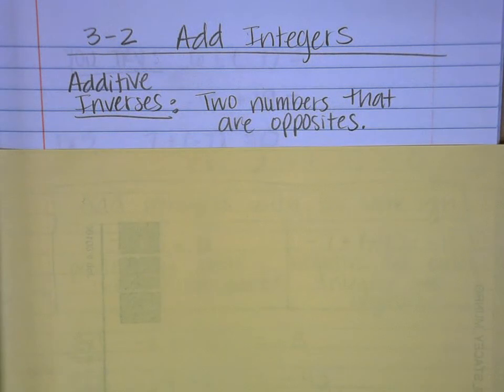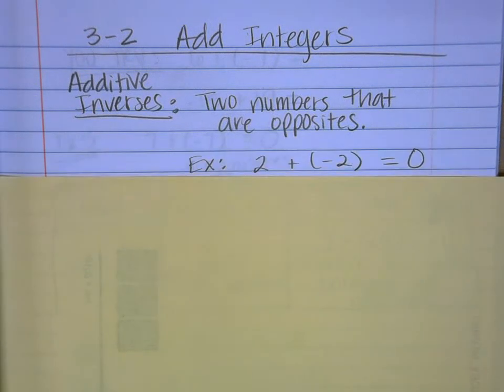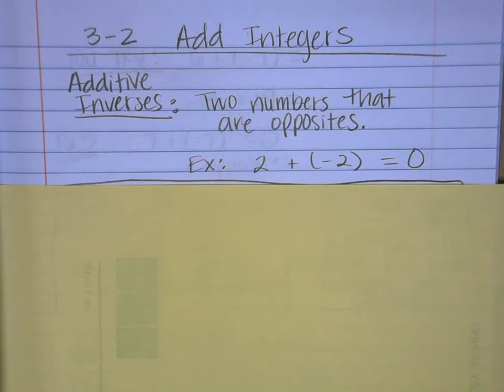Okay, so this is 3-2, add integers, and we have this thing called additive inverses. That just means two numbers that are opposites. Inverse means like the opposite. You've heard of inverse property or inverse operation in math. Some people think inverse means upside down, right? Two numbers that are opposites. Here's an example: 2 plus negative 2 would be 0, right? Because they're opposites.